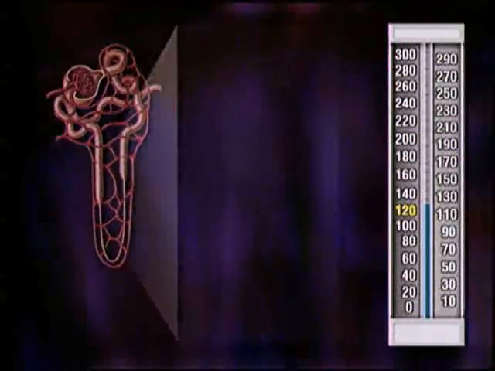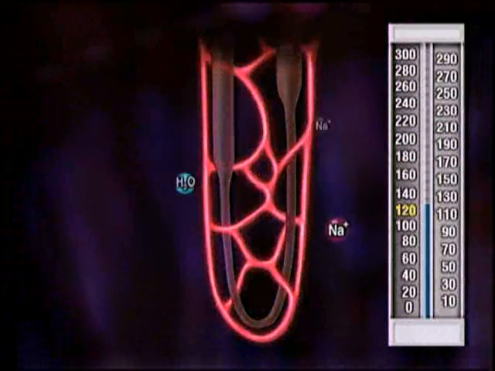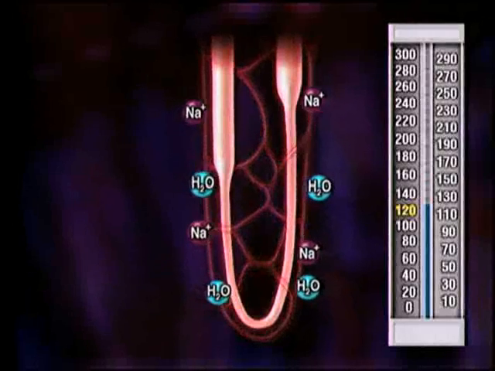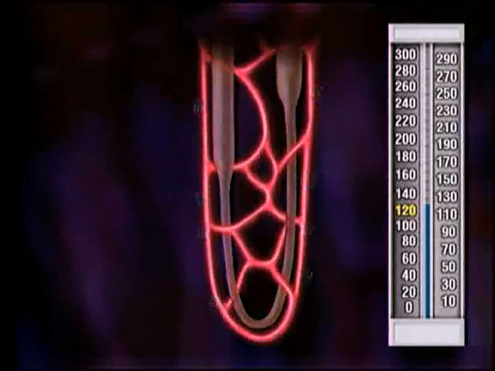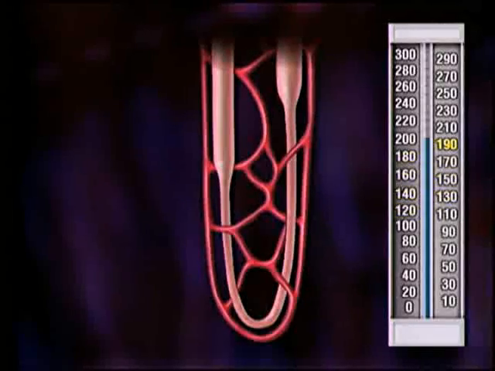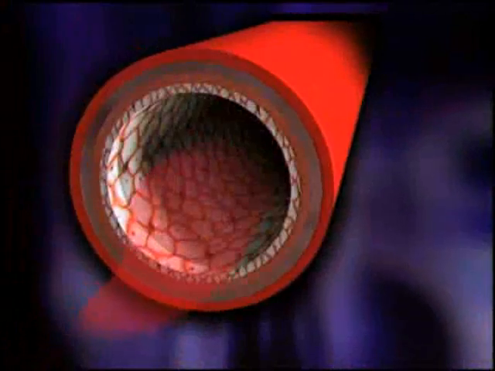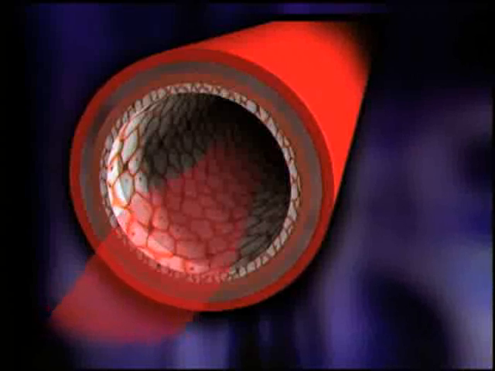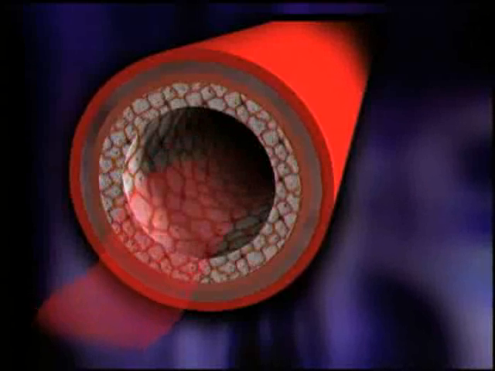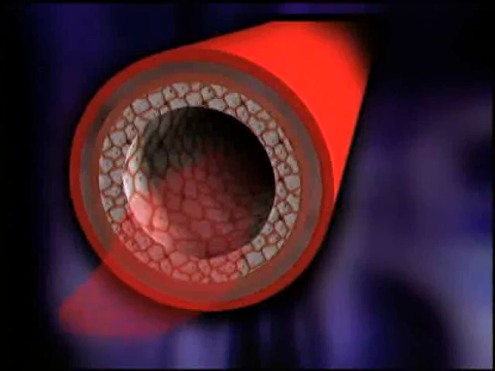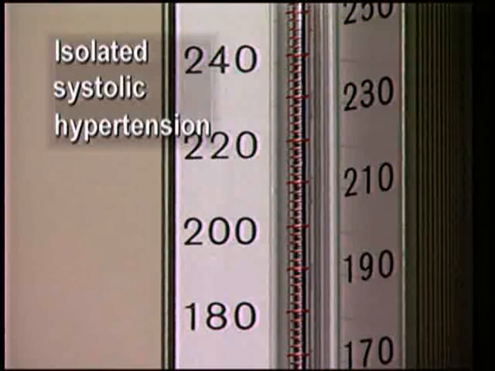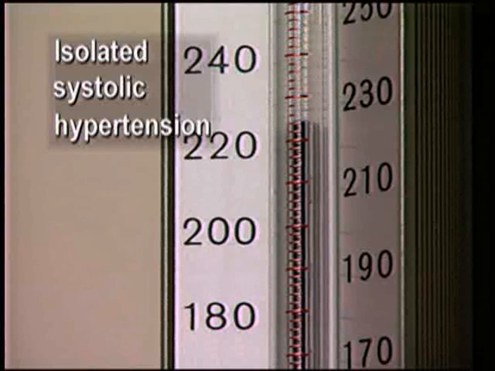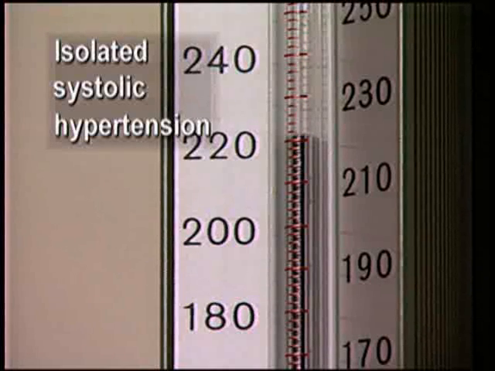In this condition, the kidneys don't excrete sodium effectively. As a result, the blood retains more sodium and water, increasing the blood volume and blood pressure. In addition, this patient is over age 50. With advancing age, the arterial walls lose their elasticity. When this occurs, the arteries narrow and can't expand fully during systole, increasing the peripheral vascular resistance. This leads to isolated systolic hypertension, in which the systolic pressure is increased, but the diastolic pressure is not.